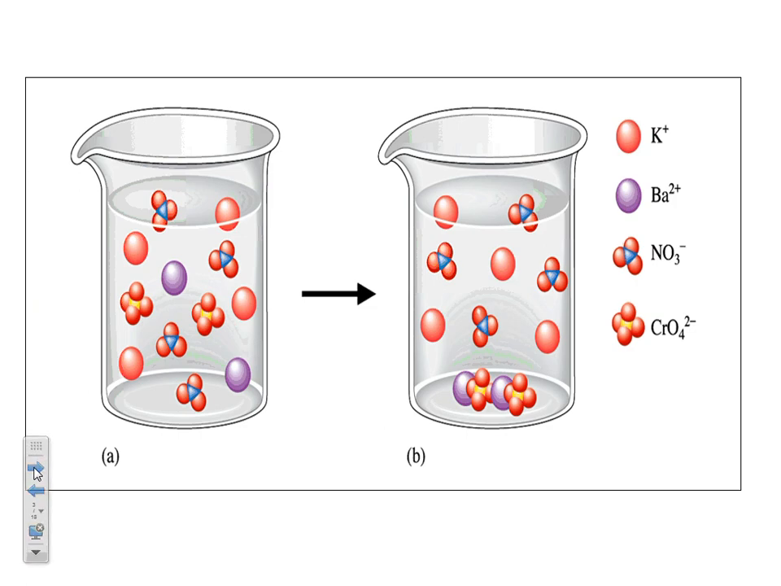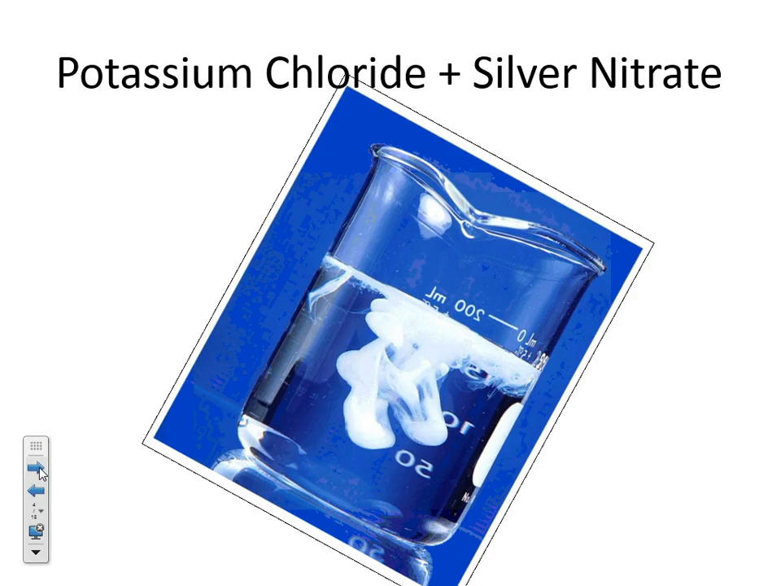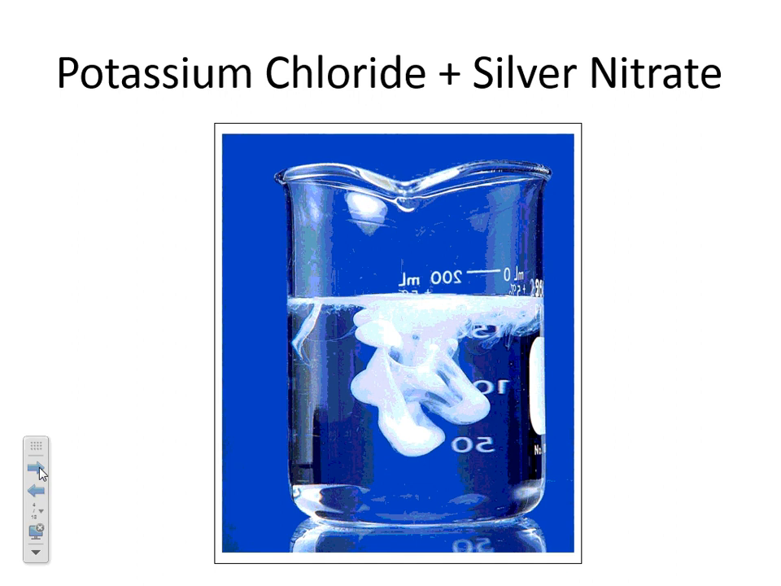Another representation: you can see your potassium ions and barium ions. Those are your cations. And then you have your nitrate and your chromate. When the barium and the chromate get in the same container, their solubility decreases and they precipitate out of solution. If you look at potassium chloride and silver nitrate, it forms a white precipitate, which is silver chloride.